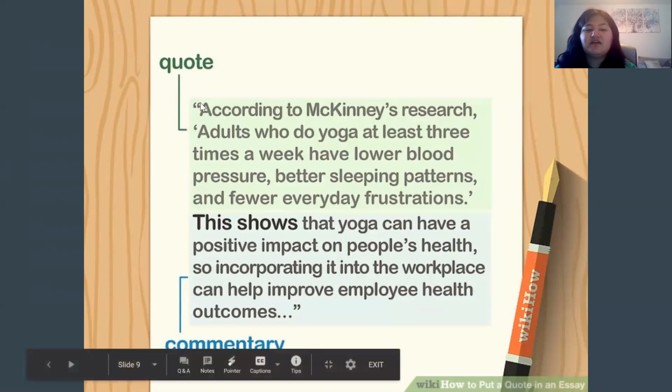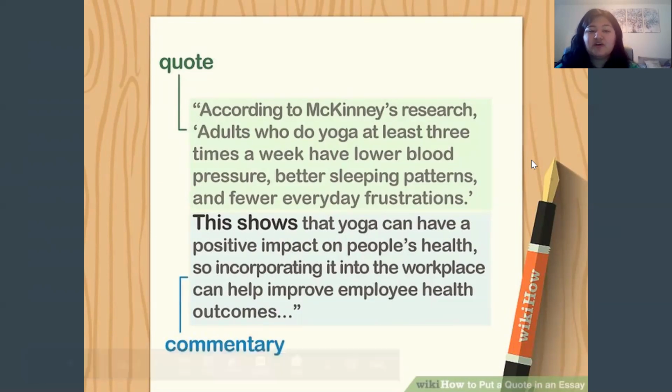So here is a quote, and it says, according to McKinney's research, this means that they've already talked about this person before. We're going to pretend her name is Sarah McKinney, and she has a research article that we already mentioned. So according to McKinney's research, and this is her quote, "adults who do yoga at least 3 times a day have lower blood pressure, better sleeping patterns, and fewer everyday frustrations." Here is where the quote ends, just right there.